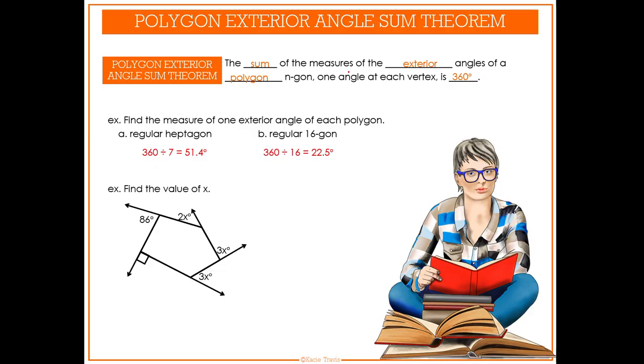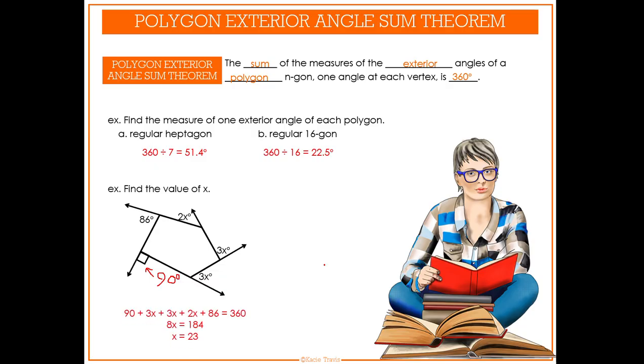So in this next example, they give us a little bit of algebra. You already know algebra's not going away anytime soon, so let's get used to it. We've got 5 sides here, so we've got 5 angles. We've got 86, 2x, 3x, 3x, and this box next. And what does this box equal? It's a 90-degree angle. So all five of these add up to equal 360.